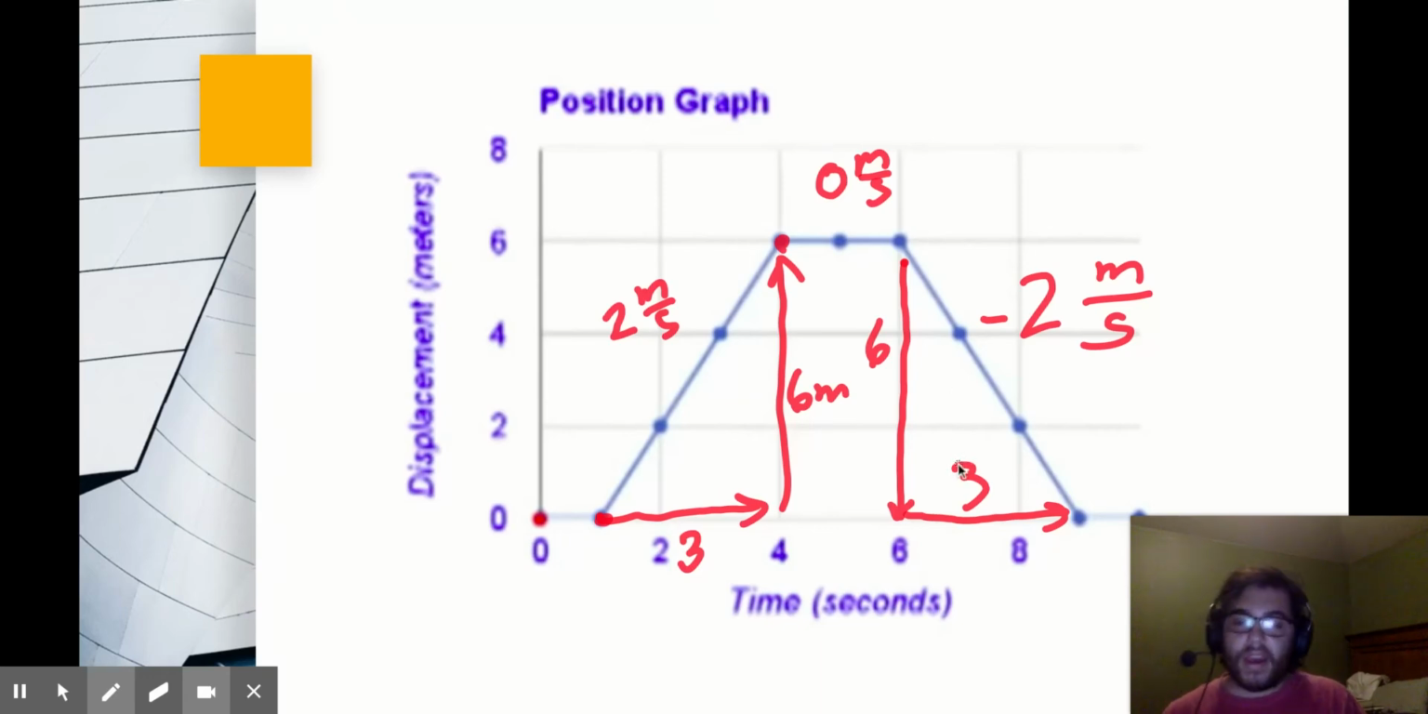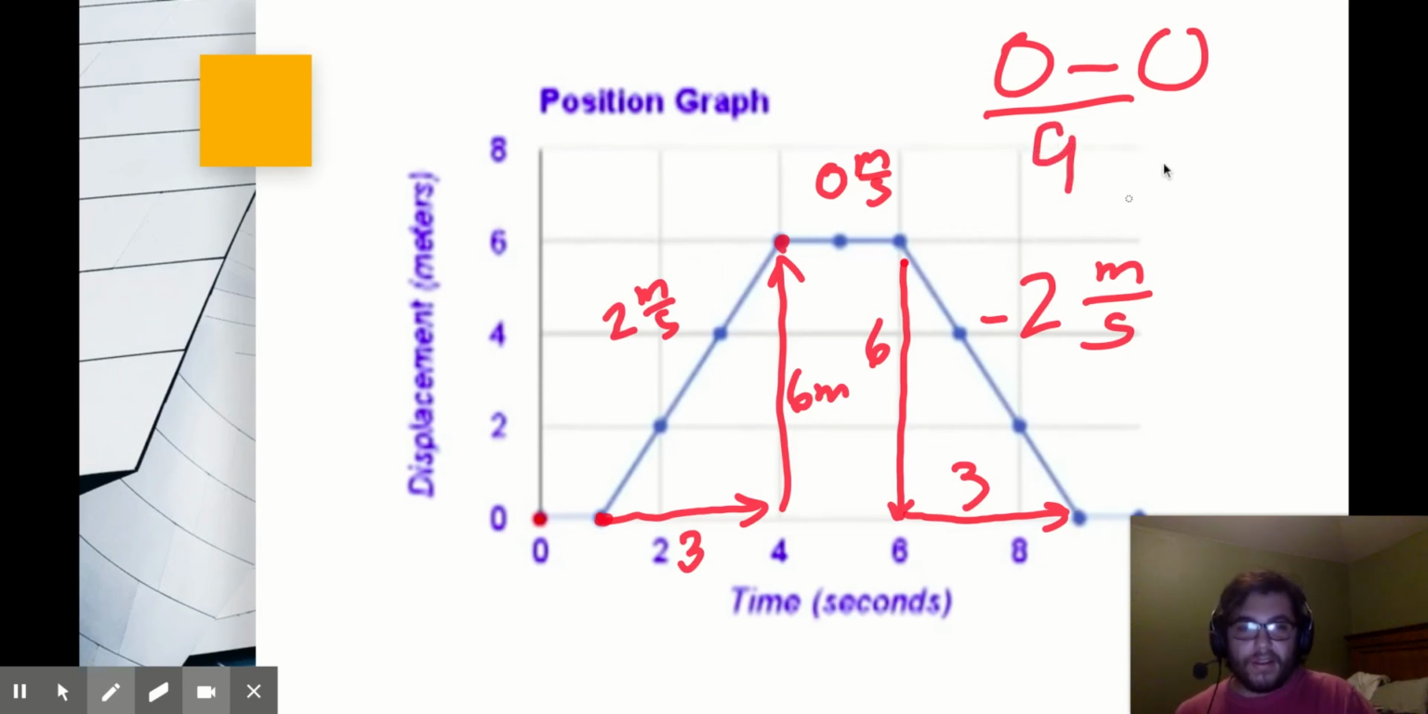Now, there are 2 ways we can go about doing vector addition and subtraction. Easy thing is, like I was saying before, look at the overall displacement. I started at 0, ended at 0. So my ending point, 0, minus starting point, 0, divided by, we'll say 9 right here, just because 9 is just a funky number compared to 10. So my total average velocity for this problem is 0 meters per second.